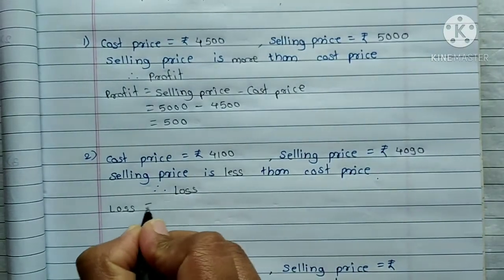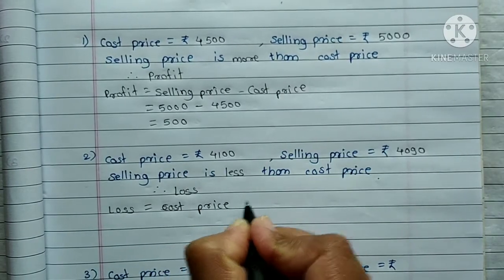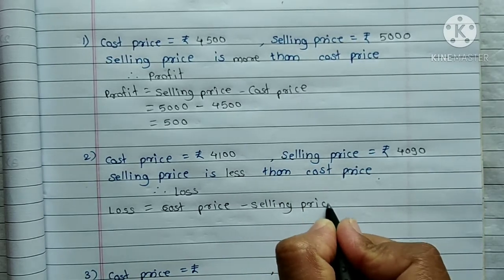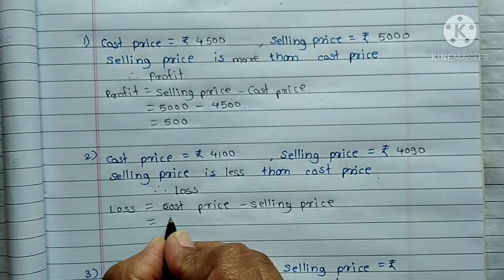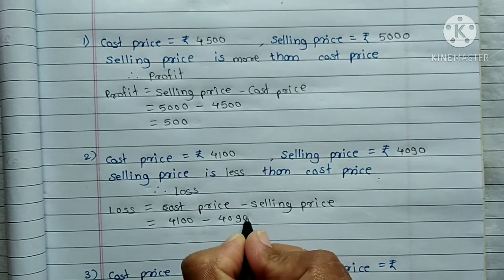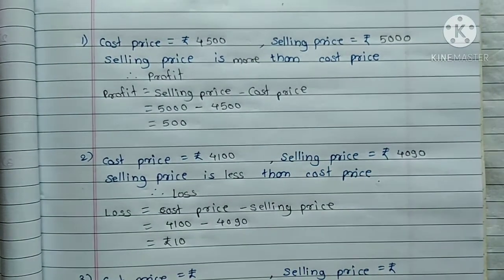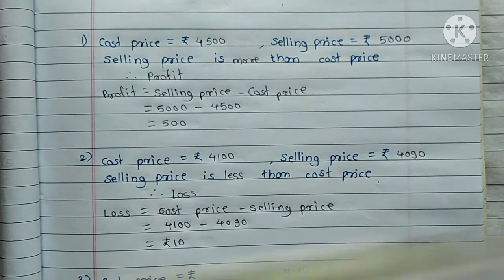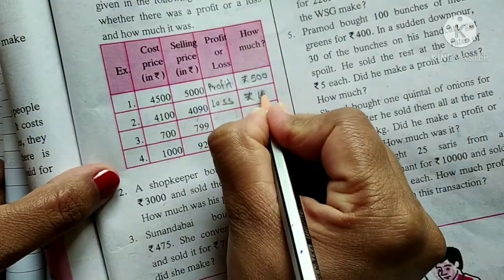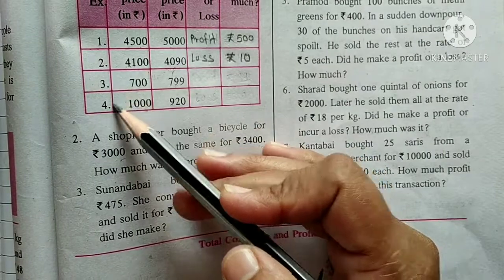Now we calculate loss. Loss equals cost price minus selling price, which is equal to rupees 4,100 minus rupees 4,090. After subtraction you get rupees 10. That means there is a loss of rupees 10. Similarly we solve examples 3 and 4.